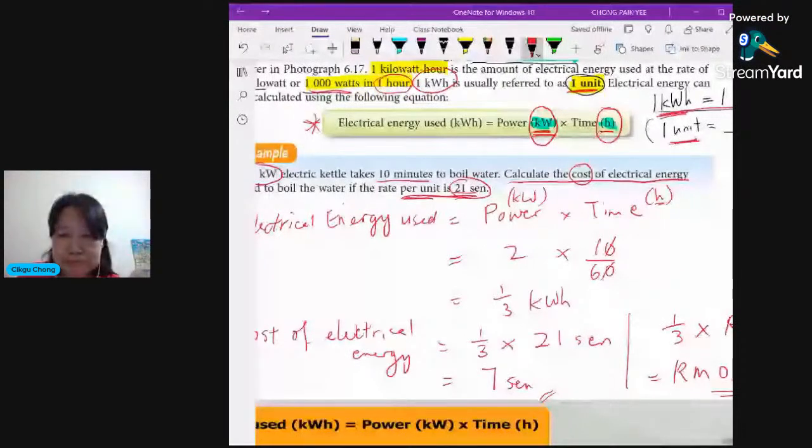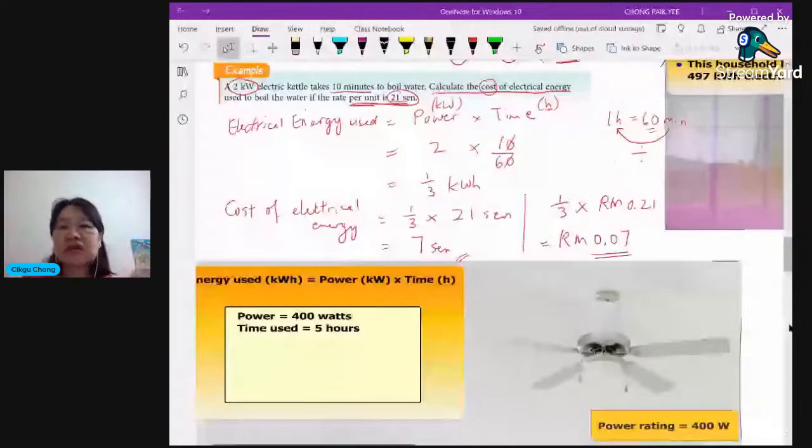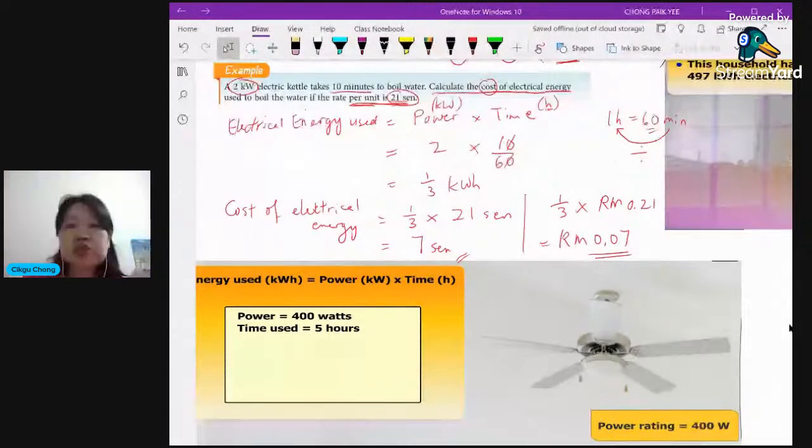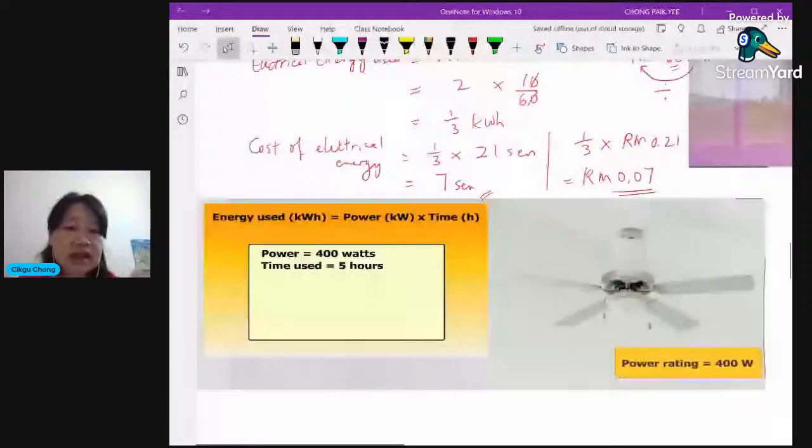You need to master this because definitely if a question comes up, they ask you to calculate your electrical energy use and also the consumption, how much you have to pay at the end of the day or at the end of the month. Okay, let's do some more questions before we go to our exercises in our Google Meet. Let you do. This one I do, all right, but I can ask you questions.